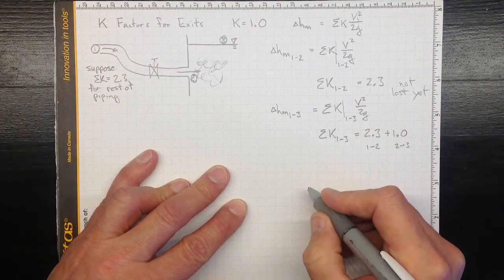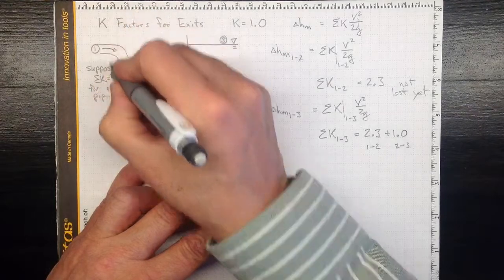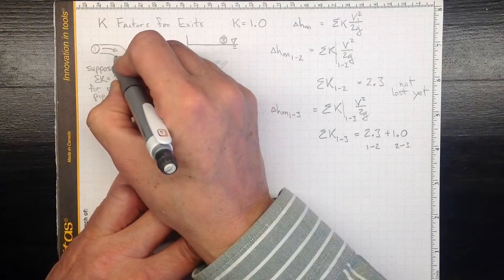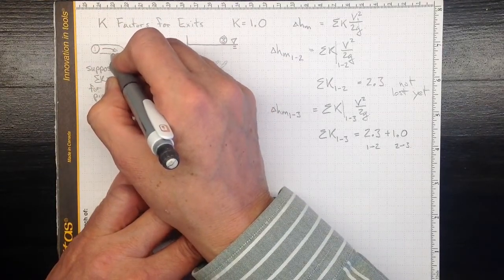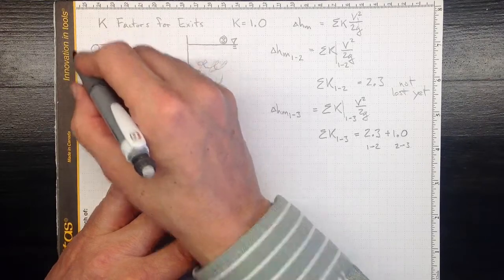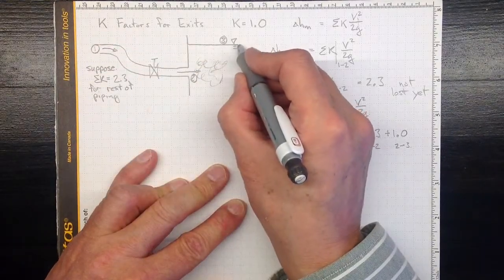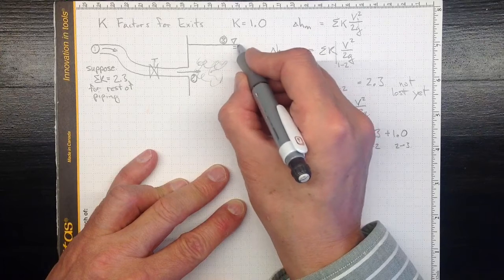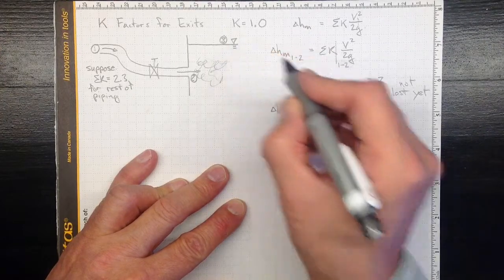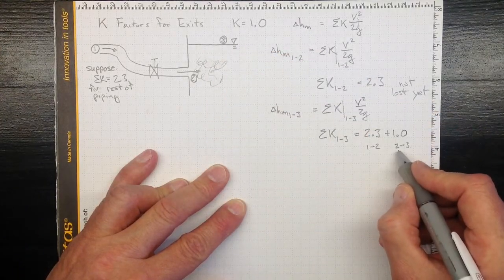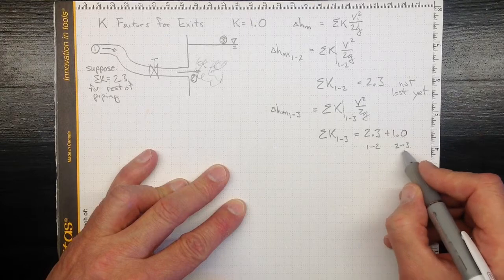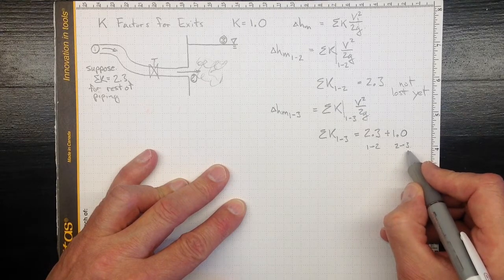The same kind of thing applies if you're talking about entry losses. If you're already inside the entry, then the losses have already been incurred. If you're starting outside the entry, because it's much easier to start at surfaces like this, where you know the pressure and you know the velocity is 0, then you're going to have to include the loss coefficient for the entry, or in this case, the loss coefficient for the exit.